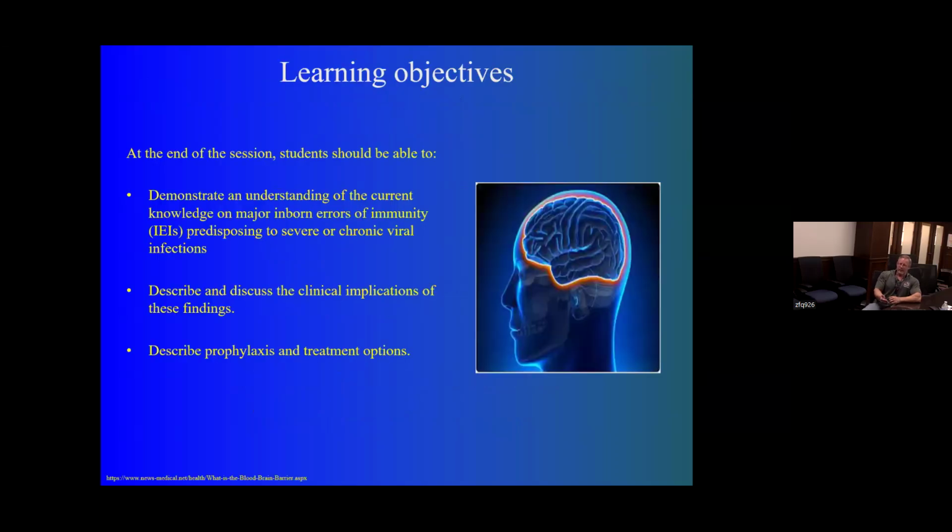So just as we've done for the other short course sessions, we're going to briefly examine a genetic topic that deals with virology and look at the implications for some genetic defects and how they affect viruses and viral diseases within people. Ideally, by the end of the session, you should have a basic understanding of what an inborn error of immunity is and how these conditions predispose individuals to having severe or chronic viral infections. We'll describe and discuss some of the clinical implications of these, as well as examining some of the prophylactic and treatment options that are available.